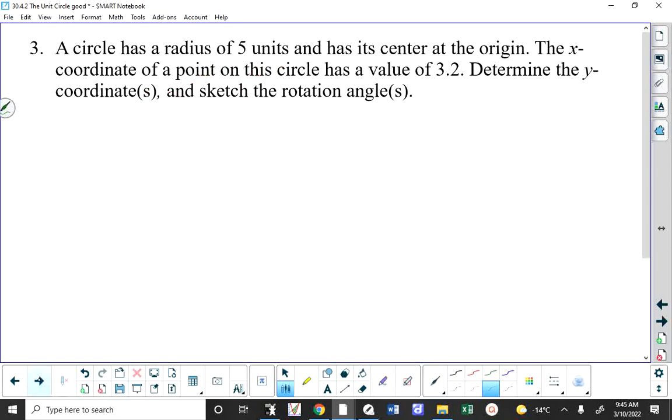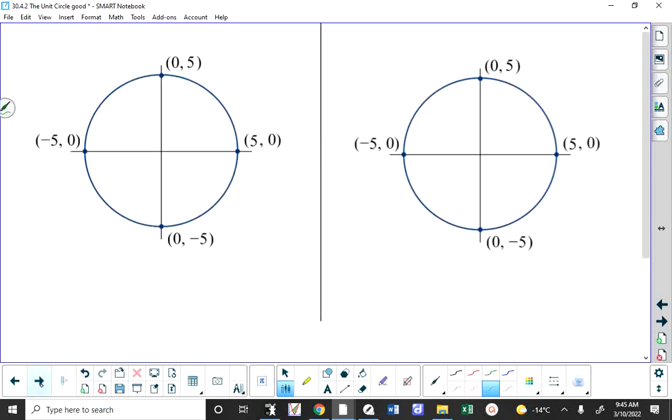Number 3, a circle has a radius of 5 units and is centered at the origin. It has an x-coordinate of 3.2. Since I haven't told you which quadrant it's in, there's going to be two points. If you look at the diagrams, did I give you the diagrams for this as well? Do they show a radius of 5? I want to make sure.